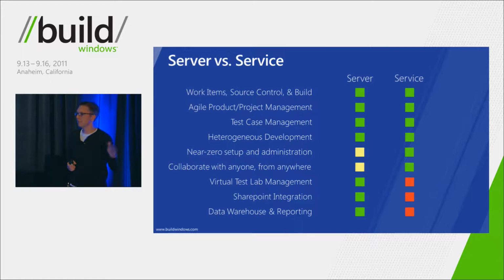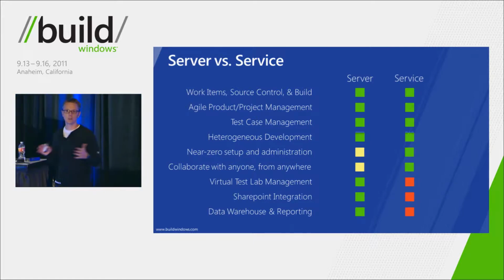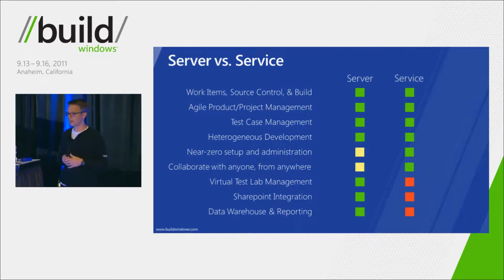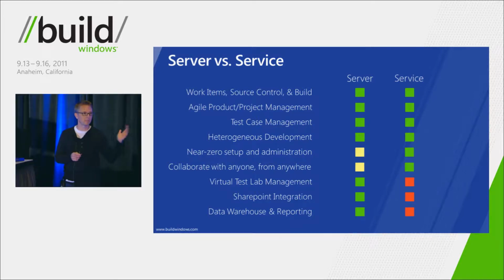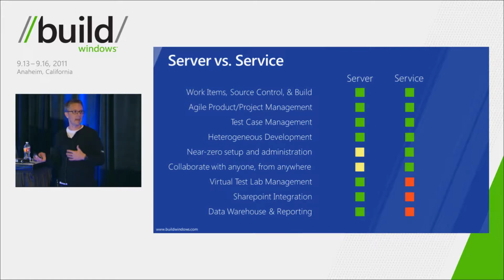Pretty much the fundamentals are all the same. Work item tracking, source control, and build, all that stuff is common across the two products. The new Agile project and product management stuff that was demoed this morning in the keynote, and then I think demoed in a couple of sessions since, if you've gone to any of the other Visual Studio sessions, you've probably seen those web-based experiences for managing your backlog and managing your sprints and that kind of stuff. All that stuff is the same both on-premises and in the cloud.